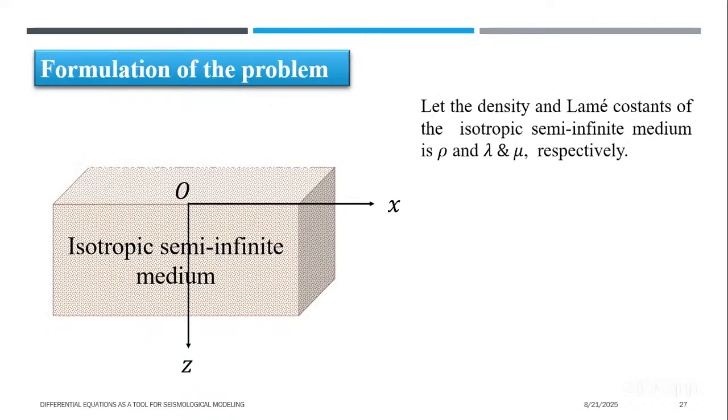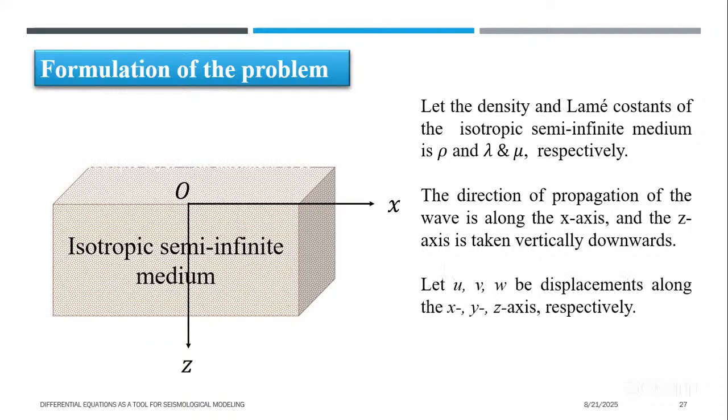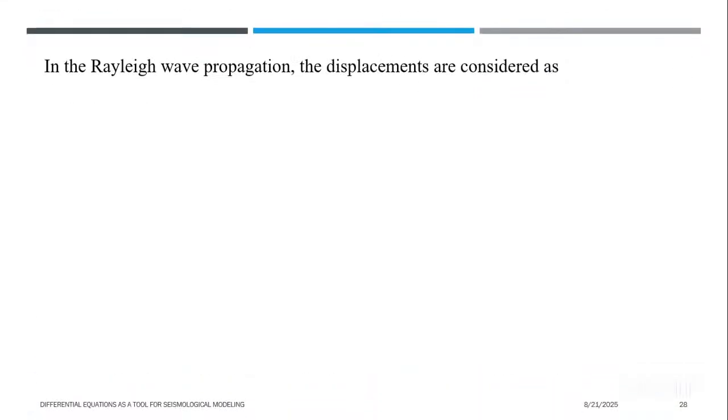Now, again, for the modeling, we are considering that this particular medium has the stiffness constants lambda and mu, which are Lamé's constants, and density rho. The coordinate axes are again considered in a similar fashion: x is the direction of wave propagation, z is vertically downward, and this medium is extending towards z. It doesn't have any bottom limit. And u, v, w are the displacement components along the x, y, and z axes respectively.